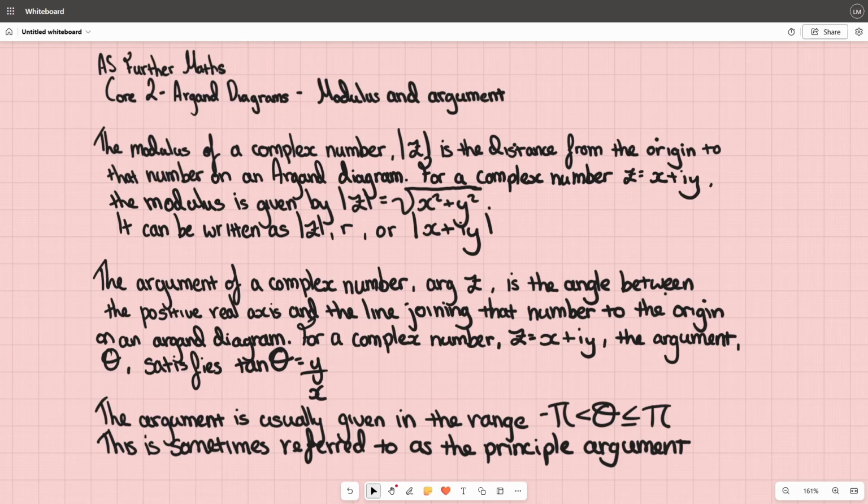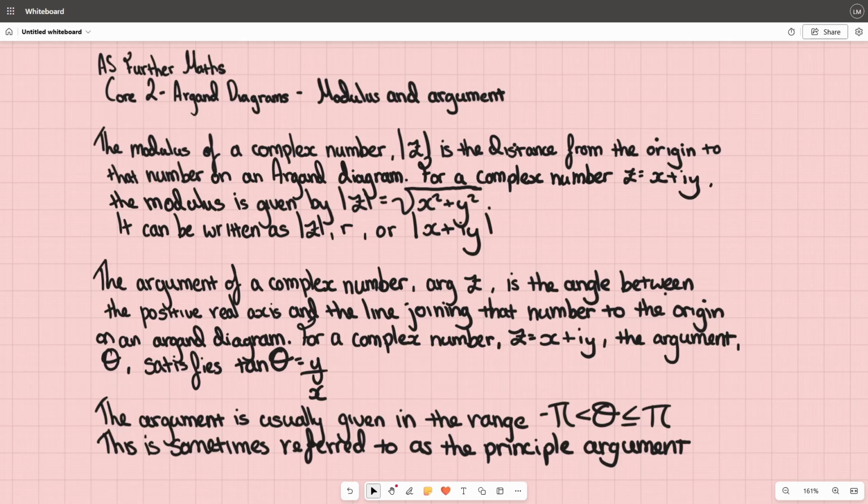The argument of a complex number, arg z, is the angle between the positive real axis and the line joining that number to the origin on an Argand diagram. For a complex number z equals x plus iy, the argument theta satisfies tan theta is equal to y over x. The argument is usually given in the range minus pi is less than theta, less than or equal to pi, and this is sometimes referred to as the principal argument.